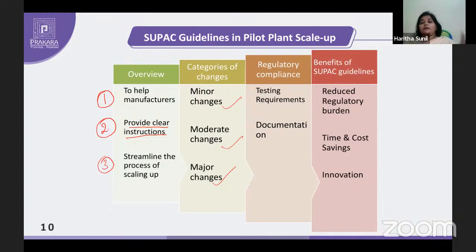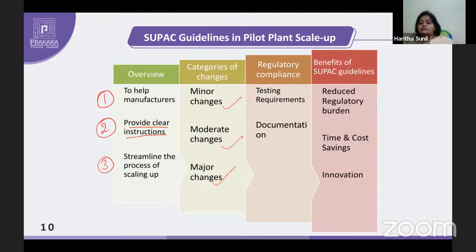Definitely, the type of granulation is going to affect the disintegration time and dissolution time. Eventually, it is affecting the drug released from the dosage form. So that is why it is considered as a major change.